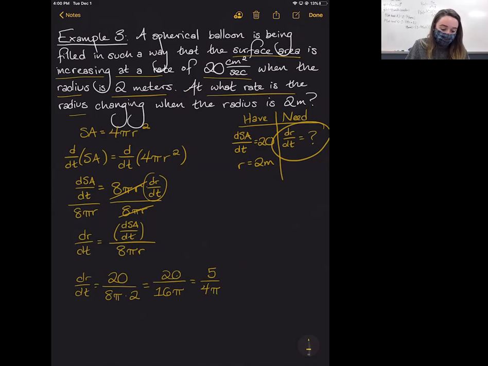So at what rate is the radius changing when the radius is 2 meters? Okay, so I'm looking for the rate of change of the radius. Well, the radius is measured in meters. And we're looking for its rate of change over time. Time is measured in seconds. So it's 5 over 4 pi meters per second is our final answer.